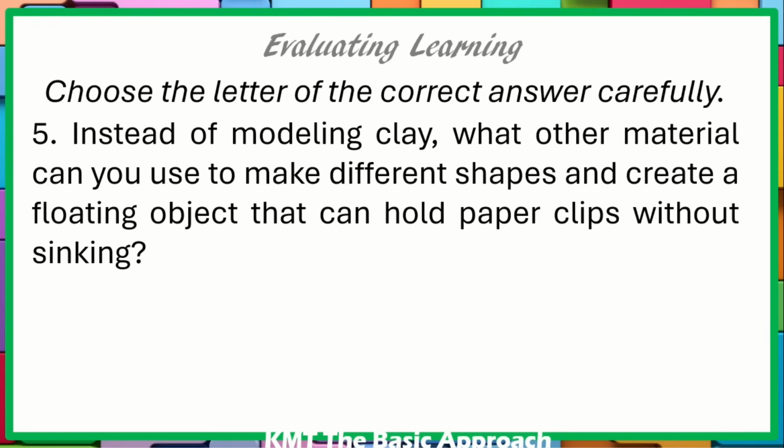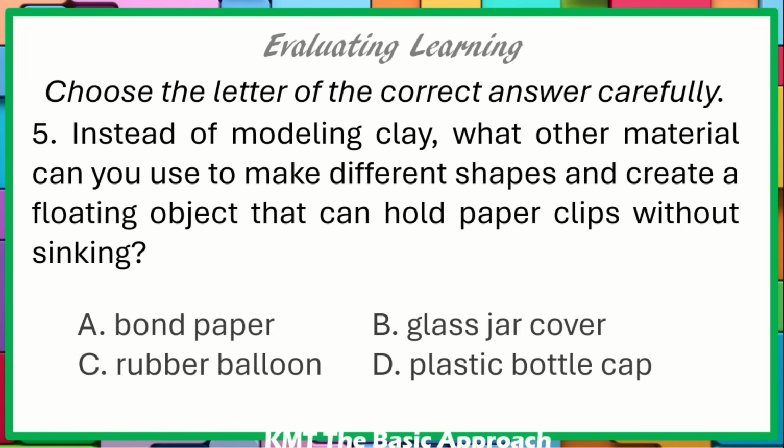Number 5. Instead of modeling clay, what other material can you use to make different shapes and create a floating object that can hold paper clips without sinking? A. Bond paper. B. Glass jar cover. C. Rubber balloon. D. Plastic bottle cup. What is the correct answer? Great! The correct answer is letter A. Bond paper.